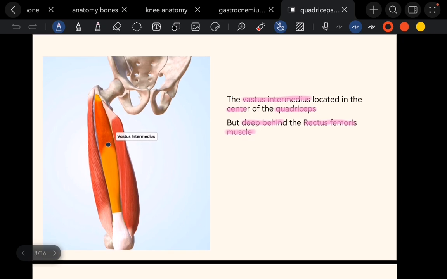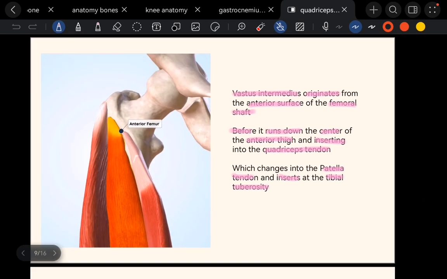Next muscle is called the vastus intermedius. The vastus intermedius is located at the center of the quadriceps. It's just right under the rectus femoris, so it's a deep muscle behind the rectus femoris. Now, the vastus intermedius originates from the anterior surface of the femoral shaft, which is basically a bone landmark on the femur. If you look closely into the anatomy of the bone landmarks, you actually can see it. Okay, so it basically runs down the anterior thigh and inserts itself at the quadriceps tendon, where it slowly inserts into the patellar tendon, inserting into the tibial tuberosity.